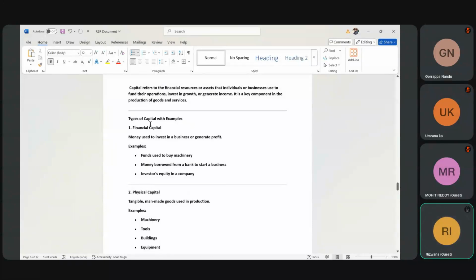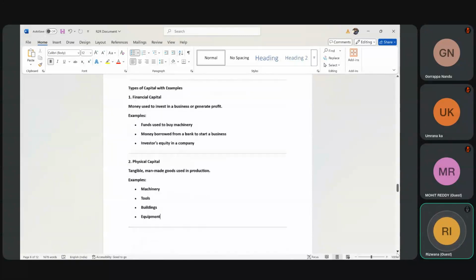Here, types of capital with examples: financial capital. Money used to invest in a business to generate profit is financial capital. For example, funds used to buy machinery, money borrowed from a bank to start a business, investors' equity in a company. Investors' part of money in the business is financial capital. Physical capital means tangible, man-made goods used in the production process. For example, machinery, tools, buildings, equipment are physical capital.